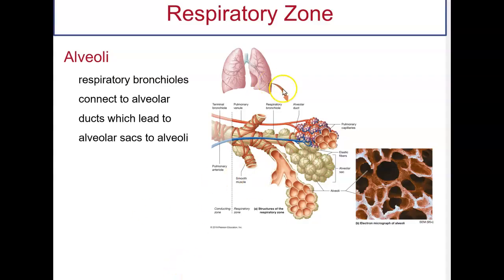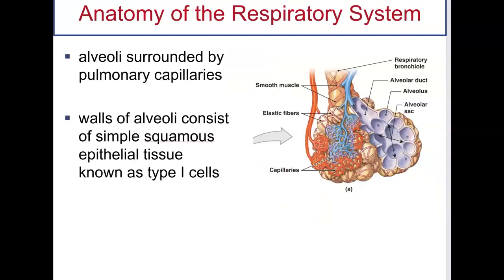So if we come back to the respiratory zone, we're looking at the alveoli, which kind of look like a cluster of grapes. We have the respiratory bronchioles that are bringing air to the alveoli. And then usually there's this little opening here called a duct. And these are the alveoli or the alveolar sacs. Now notice that they're very densely surrounded by pulmonary capillaries. Lots and lots of blood vessels here for the exchange of gases.